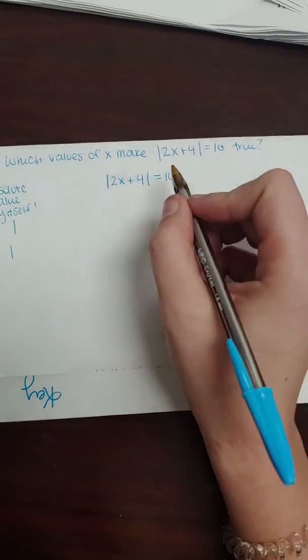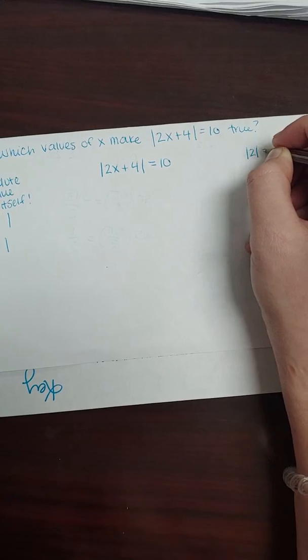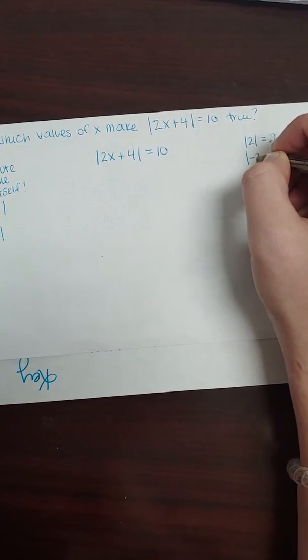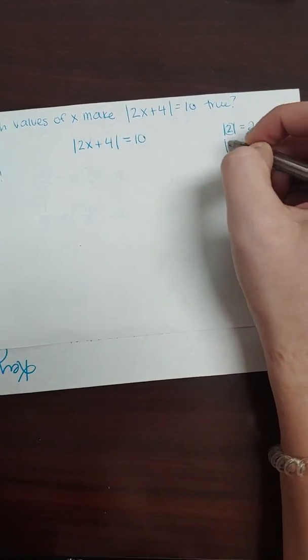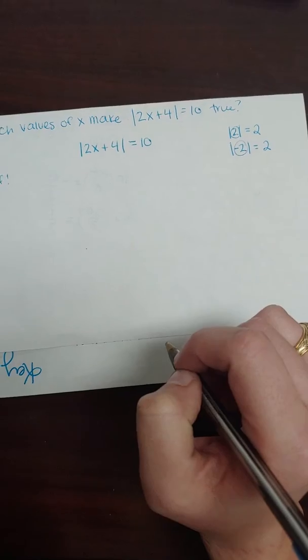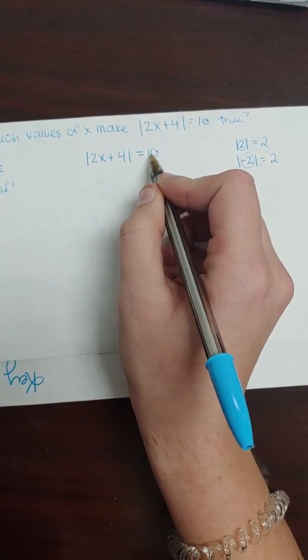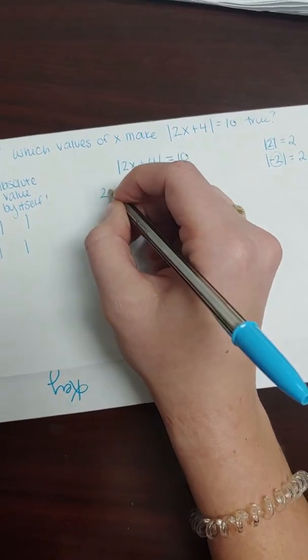What I want to remind you of is what absolute value is. So for example, if I have a 2 and I take the absolute value of 2, that's 2. I can also take the absolute value of negative 2 and that's also equal to 2. So really I can have 2 or negative 2 on the inside. So what I'm going to do here is if the absolute value of this is 10, that means on the inside this can be 10 or negative 10.